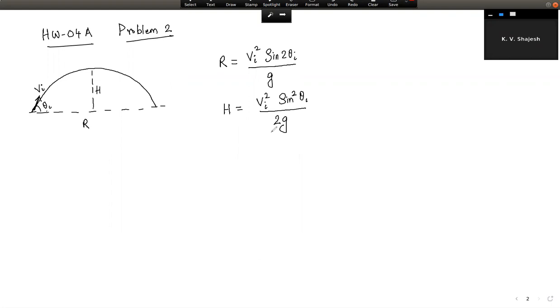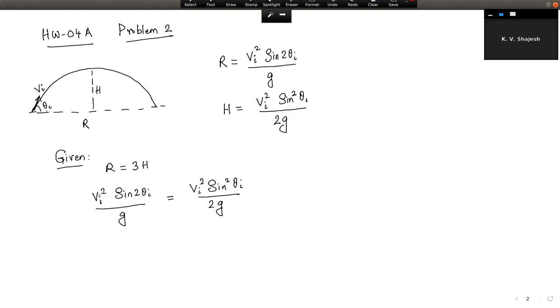Now, what is given to us is that the range of the projectile is 3 times its maximum height. So given, the range is 3 times h. Right? And we have to find the launch angle. So substitute these equations in here. So that's v initial square sine 2 theta initial divided by g. That's equal to v initial square sine square theta initial divided by 2 times g.